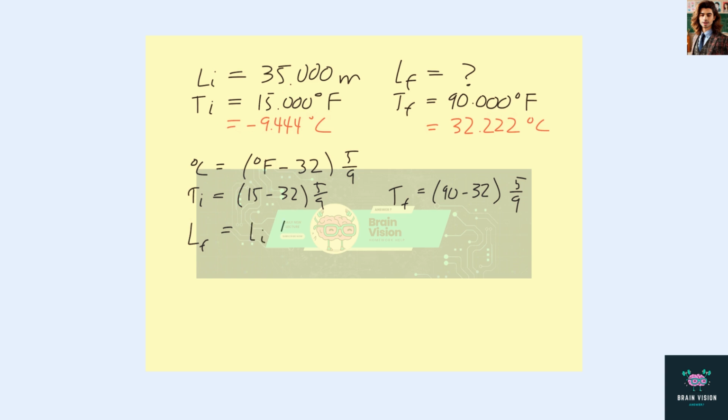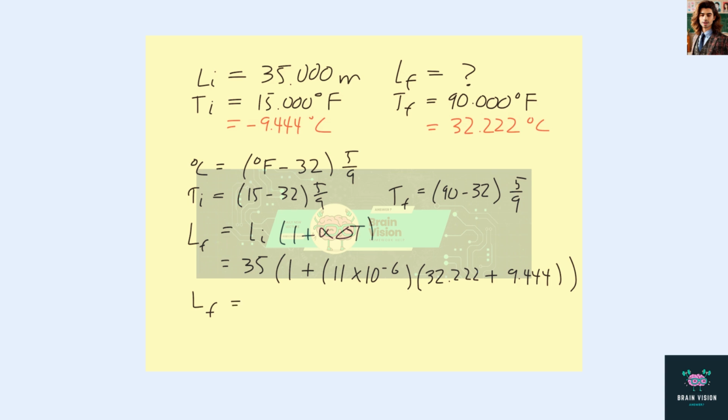Lf is equal to Li times 1 plus alpha delta T. We want to find Lf, so let's just plug in our numbers. Li is just 35 meters. 1 plus alpha for steel is 11 times 10 to the negative 6 inverse degrees Celsius. And then our delta T is 32.222 minus a negative, so plus 9.444 degrees Celsius. You should find that our final length is equal to about 35.016 meters.